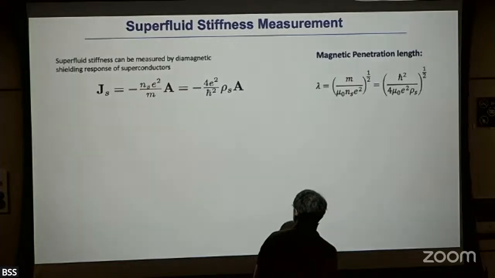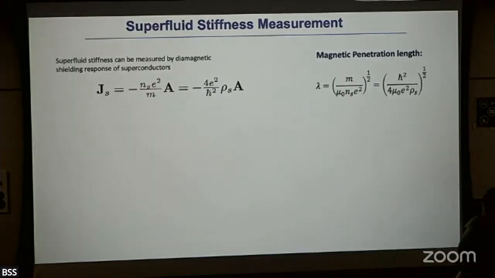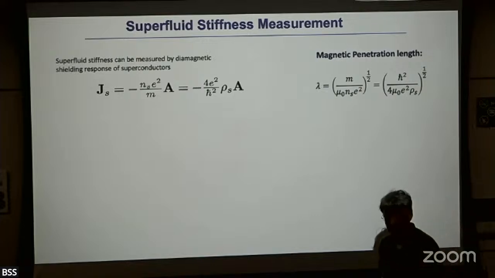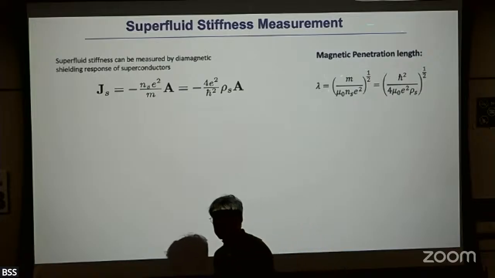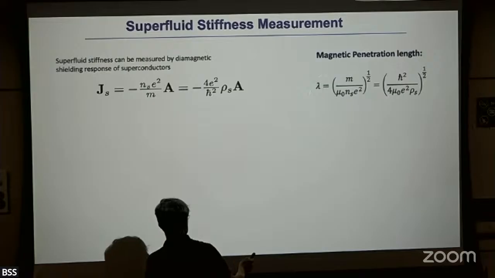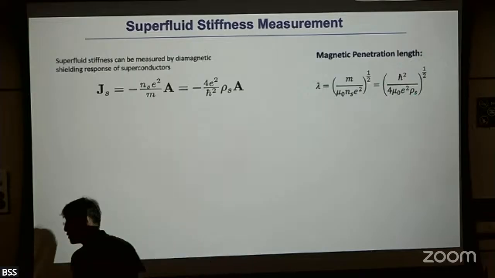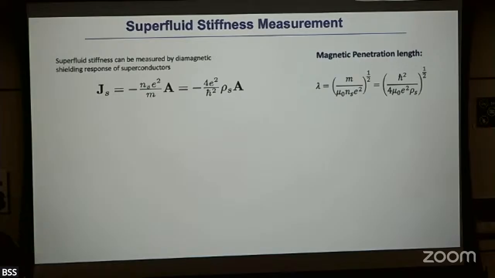Okay, how to measure this superfluid stiffness? What you are seeing here is that this superfluid stiffness governs the magnetic properties of the system, especially the shielding properties. So once you look at the magnetic response, you can get information about the superfluid stiffness, especially if you write down the magnetic penetration length, lambda, which consists purely of the superfluid stiffness. So if I measure the penetration length scale of the superconductor, that will immediately give an estimate of the superfluid stiffness.